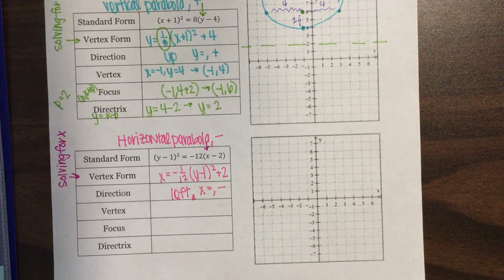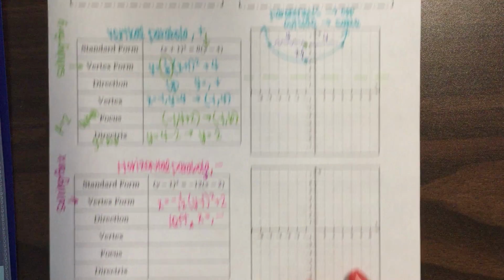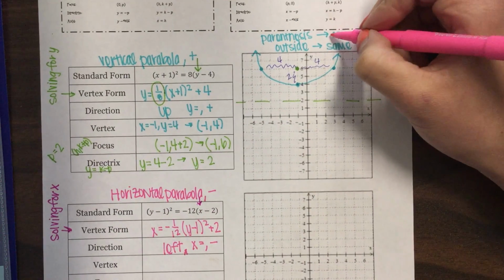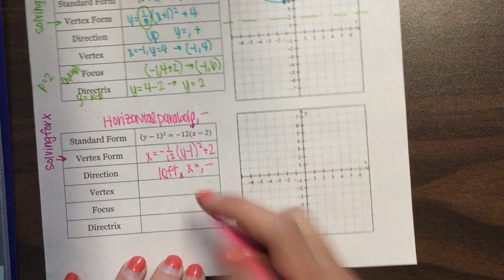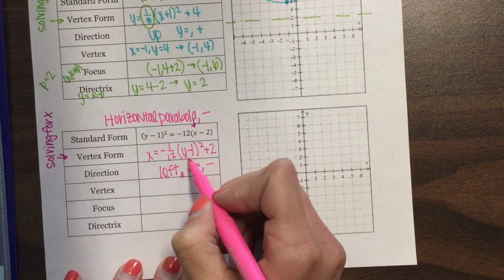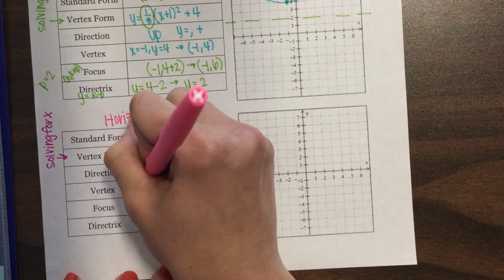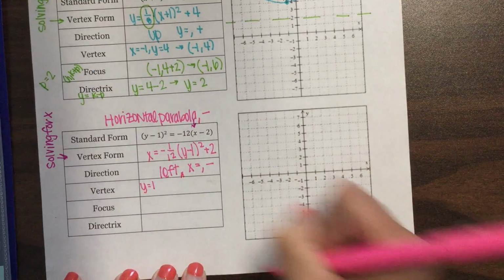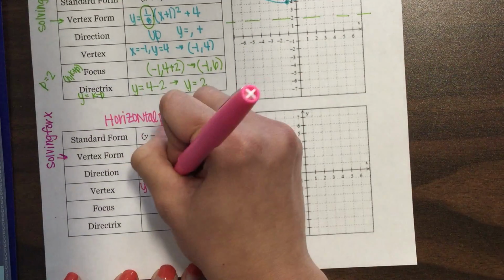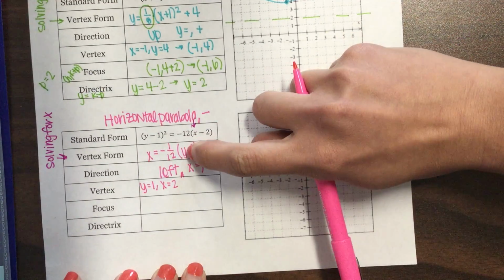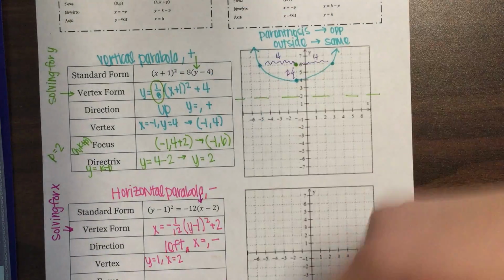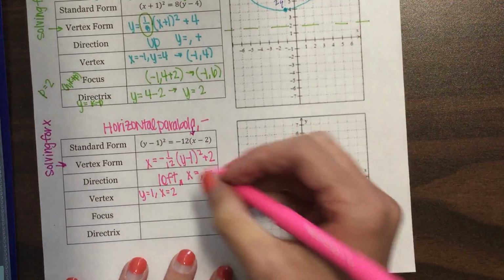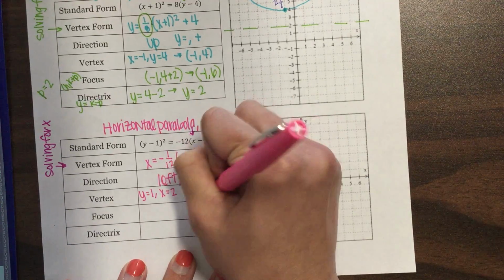Okay. Now I need to find my vertex. So remember, whatever's inside the parentheses is the opposite. Whatever's on the outside stays the same. So this is y minus 1 inside the parentheses. So that means y equals positive 1, x equals 2. And it's y because that's a y inside the parentheses right here. Here this was an x inside the parentheses, so that's why x was first. And then so the point is 2, 1.